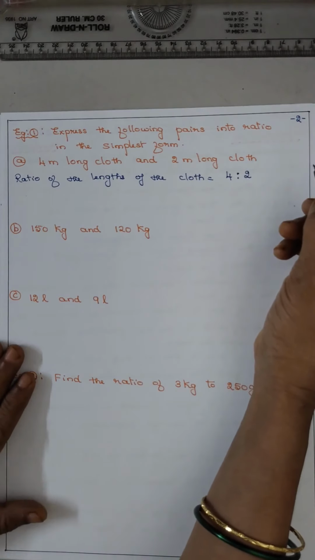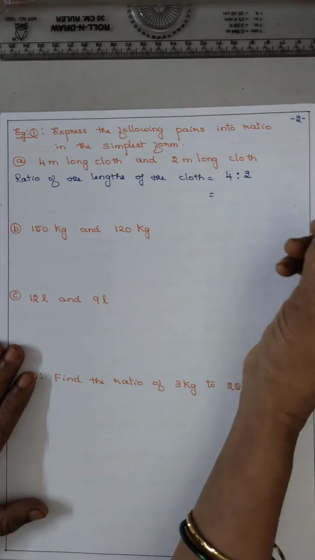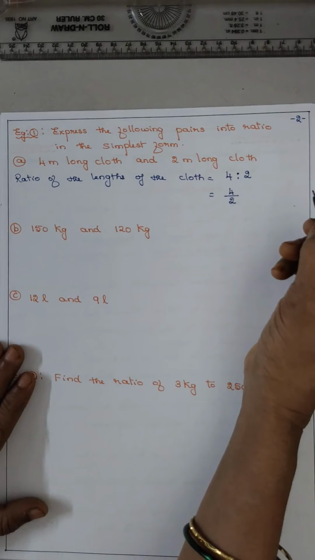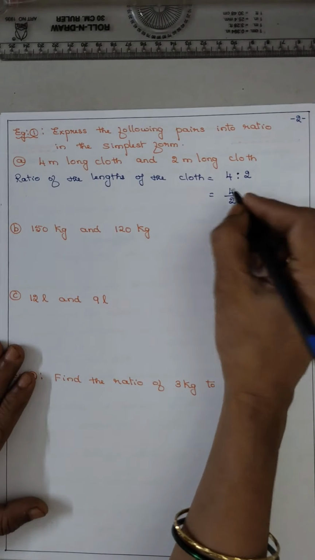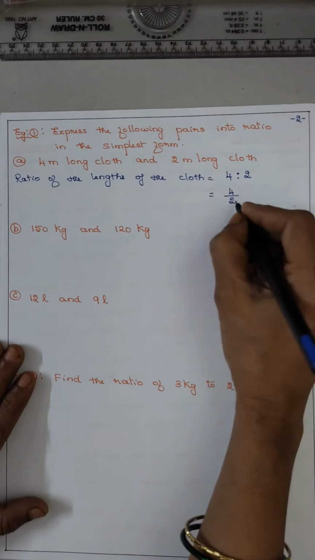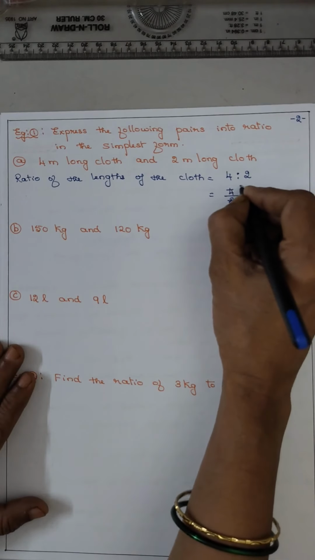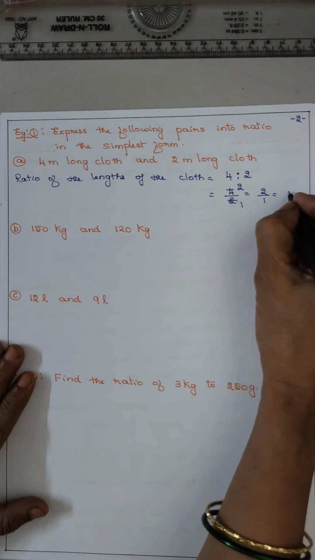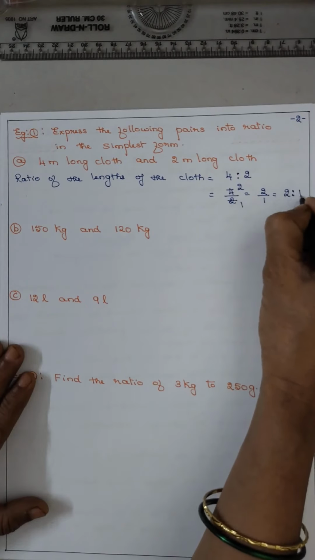Now in the simplest form, इसके लिए पहले इसको fraction में लिखो 4/2. Don't write 2/4. 4 which table? 2 के टेबल में है. So 2 1s are 2, 2 2s are 4. You got 2/1. That means answer is 2:1.